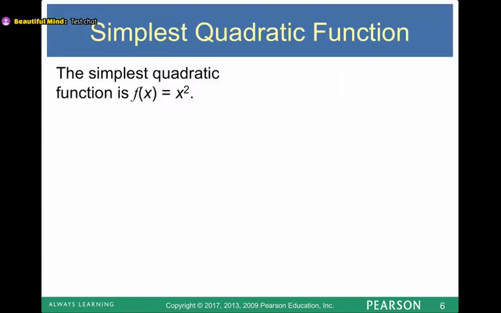So the simplest quadratic is the function f of x equals x squared. That's just the traditional parabola, like what you're used to.